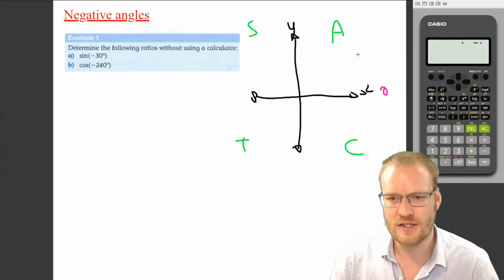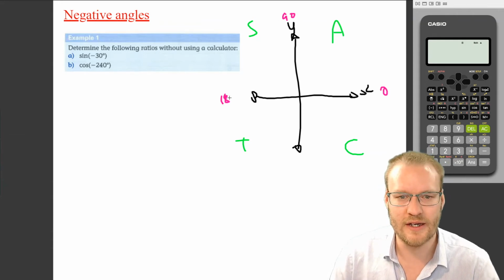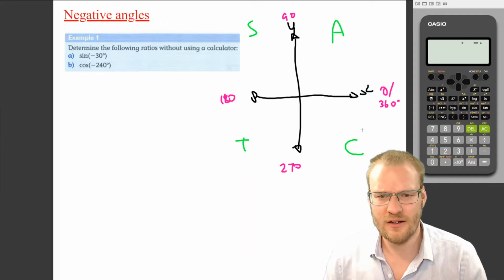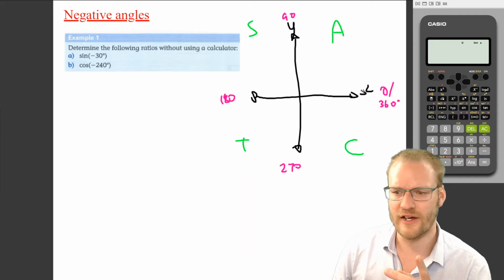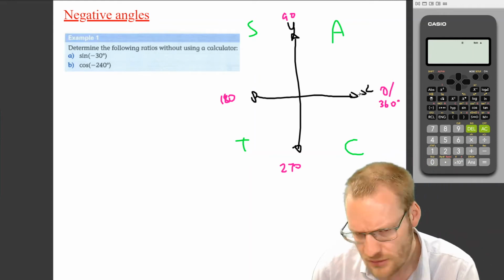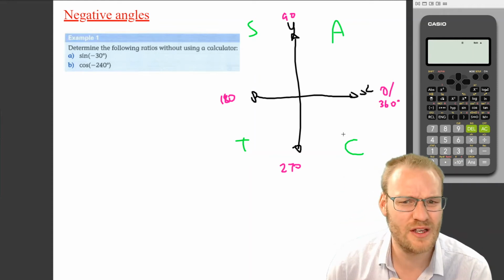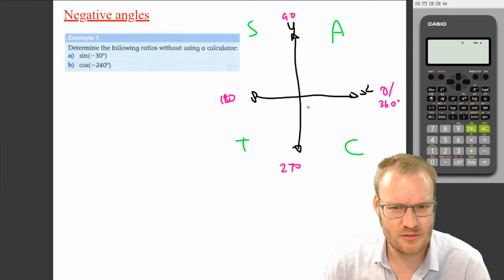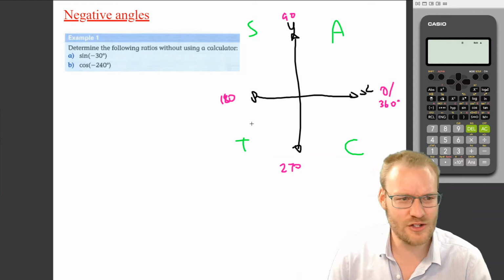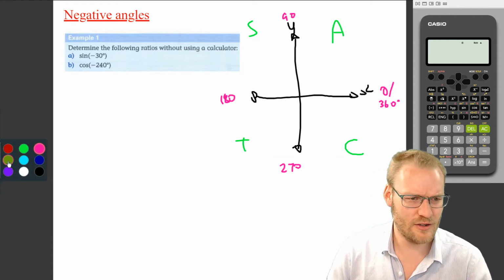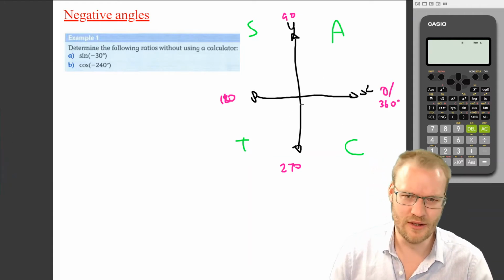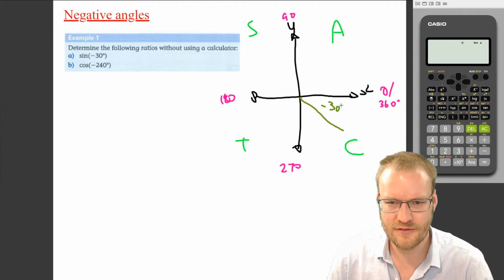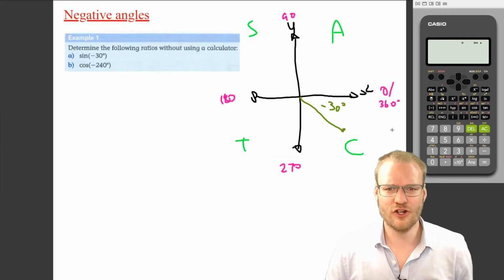So we've got 0, 90, 180, 270, 360, and that's all well and good. Those are all positive angles. But what about negative 30? Which quadrant do you think negative 30 will be in? Well, hopefully you took at least an educated guess that if we're going in a positive direction, we're going this way. So surely the opposite's negative. So negative 30, there it is there. Negative 30 degrees. It's going to be down here.